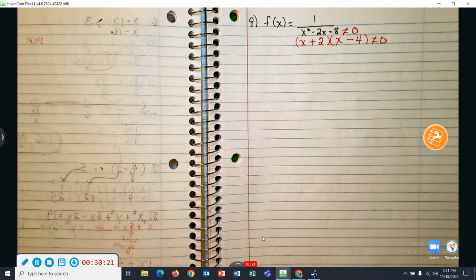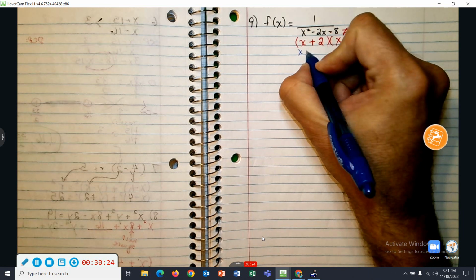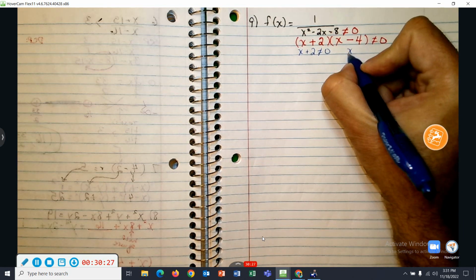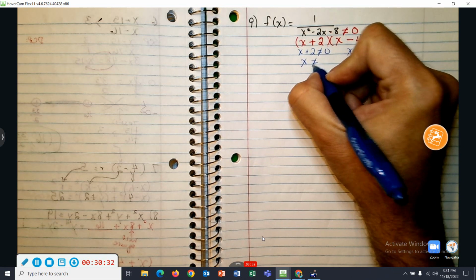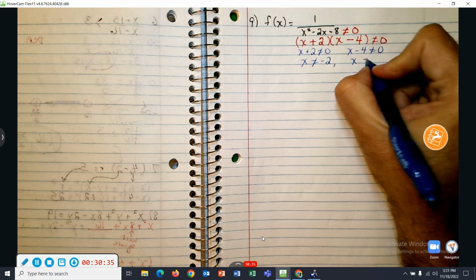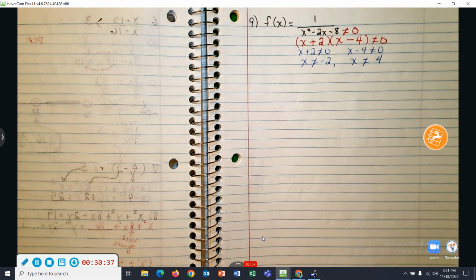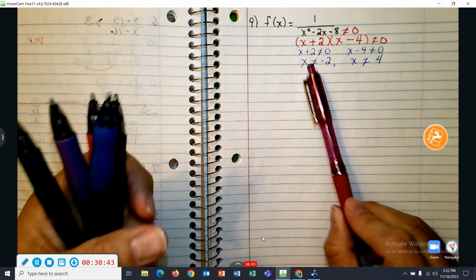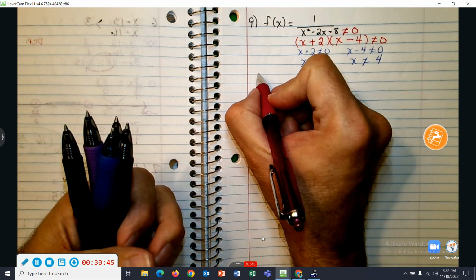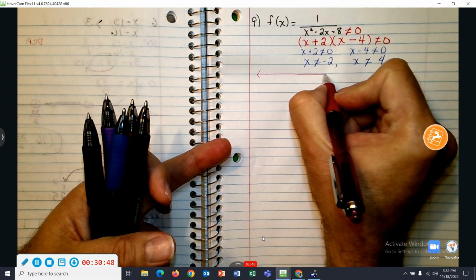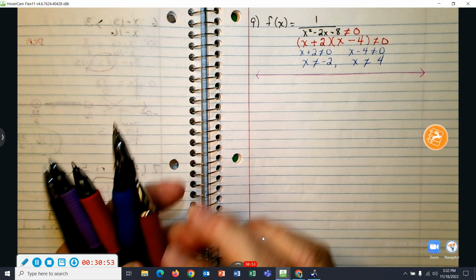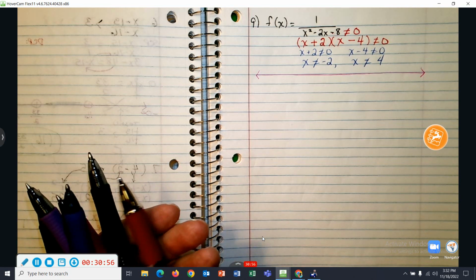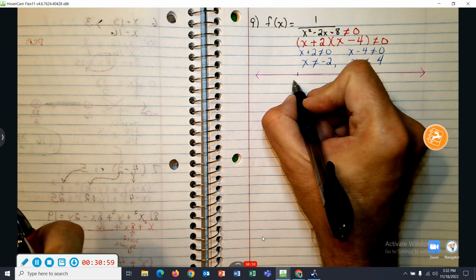Now set each one of these to 0. And we get that x can't be -2, and it can't be +4. Now, those are the numbers that x can't be. We want to write out all the numbers that it can be. If you were just writing this out in words, you'd say the domain is all real numbers except -2 and 4. Well, unfortunately, we don't write it out in words.